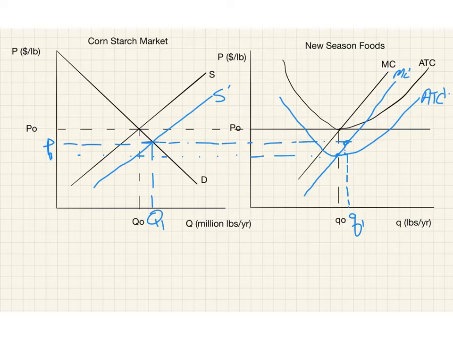And where firms were breaking even before, notice that the new price is a shade higher than the new average total costs. This is P1. This is ATC1 right here. And so firms are going to be making a profit. So there's short run profit.